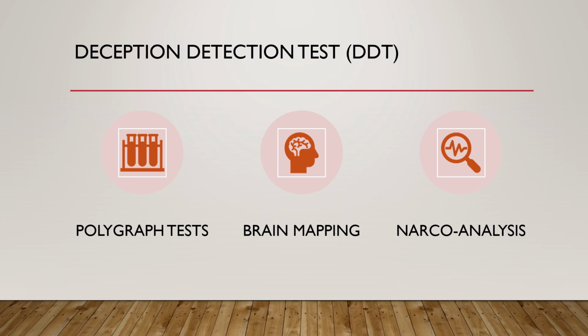So first, deception detection test, DDT. It basically comprises three types of tests: polygraph test, brain mapping, and narco-analysis. There are other tests as well, which we are going to discuss further.